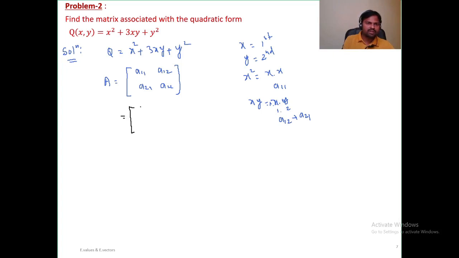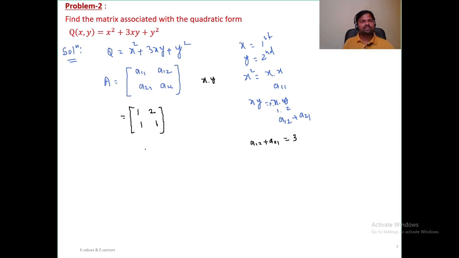So therefore, the matrix representation is: A11, the x square coefficient, is 1 here. So 1. Next A12, A21. The first variable is x, the second variable is y. So what is the xy coefficient here? 3. Therefore, A12 plus A21 will be 3. How to remember? That's nothing else. So the sum is 3. Therefore you can write 2 and 1 like this, or you can write 1 and 2. No problem, all are correct. Next A22 means y into y, second variable into second variable, the y square coefficient. What is the y square coefficient in this expression? 1. So therefore it is 1.